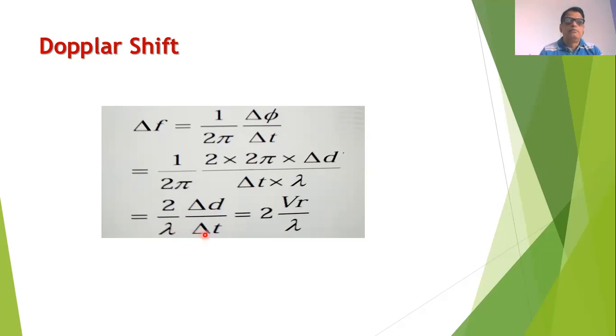But we know that the change in the distance with respect to the change in the time is called the velocity. And therefore this formula can be written as delta f equals 2 Vr upon lambda, where Vr represents the relative velocity. That is, if we are able to note the change in the frequency, then you can easily calculate the relative velocity of the target. This is the basic principle used in moving target indicator radar systems. Probably in another session, we will discuss what we mean by the moving target indicator radar system.